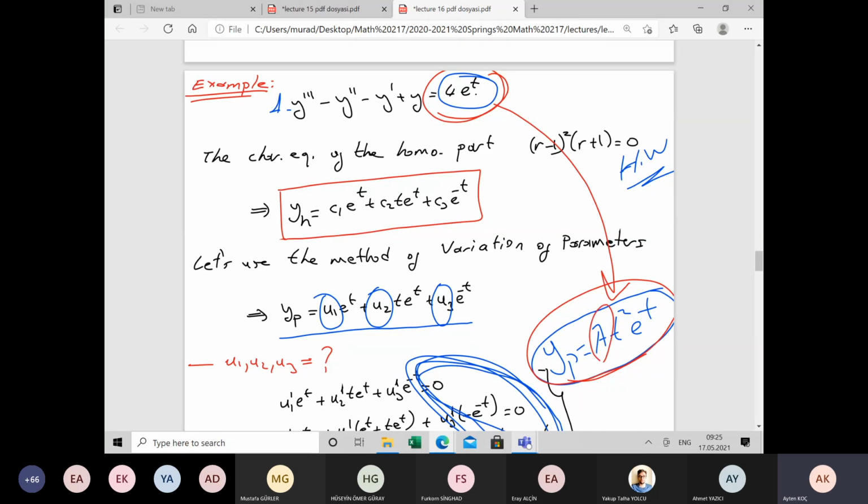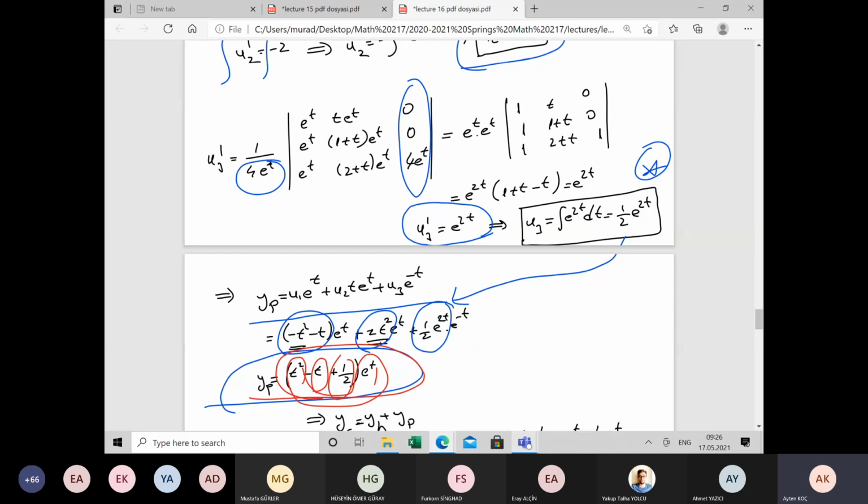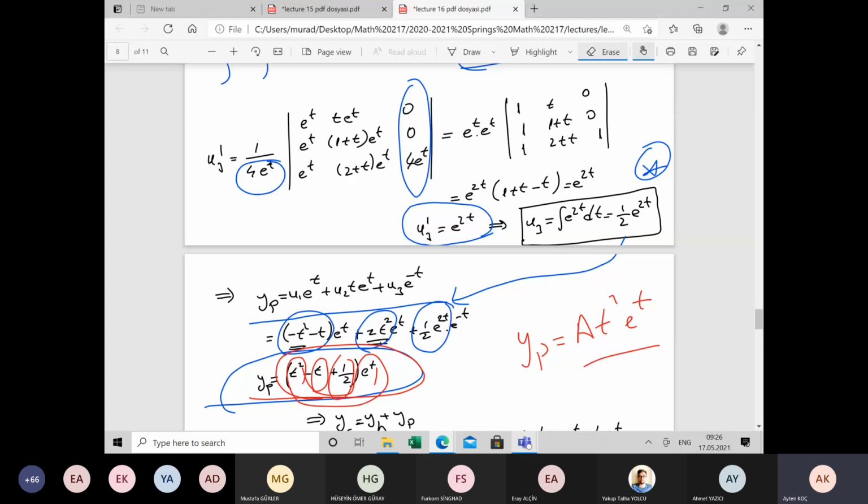But here, look at our particular solution found by variation of parameters. It contains t squared e to the t, but also t e to the t and a constant. The particular solution by undetermined coefficients should be of the form a t squared e to the t, so they are not the same. What is the reason? Because we obtain the same general solution. Take this particular solution and that particular solution.